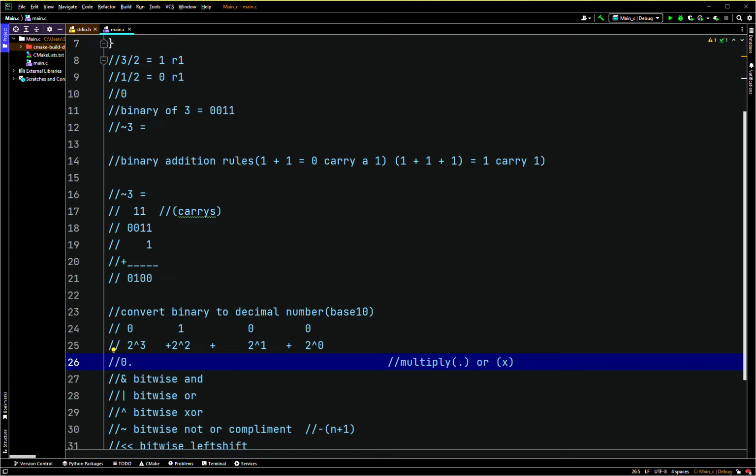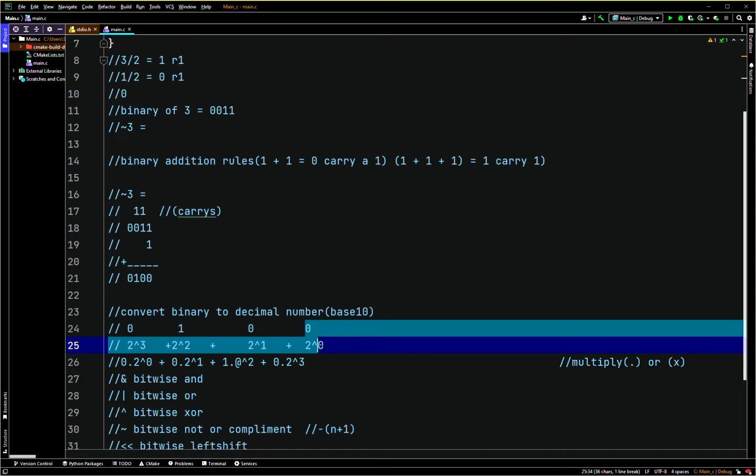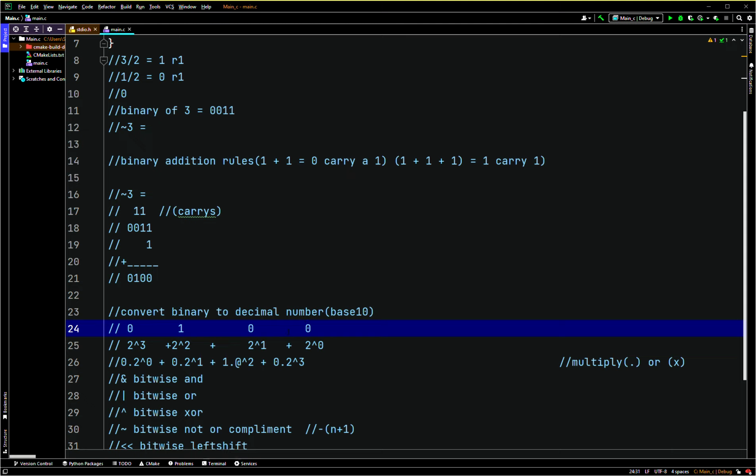So we have 0 times 2 to the power of 0 plus 0 times 2 to the power of 1 plus 1 times 2 to the power of 2 plus 0 times 2 to the power of 3. So this one is first, 0 times 2 to the power of 0, which is just, 2 to the power of 0 is going to be 1, so just remember that. Times a 0 will be a 0.